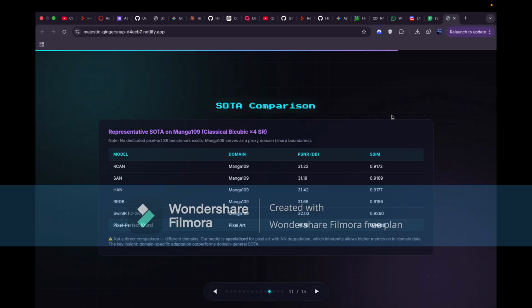Now, we want to be transparent. This is not a direct comparison. Different datasets, different degradation models. Our high numbers come from the fact that we're specialized for pixel art with neural network degradation, which is inherently more structured than photorealistic SR. The key takeaway is domain-specific adaptation significantly outperforms domain-general models.